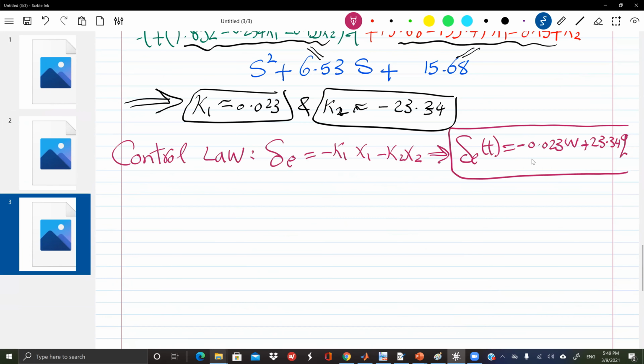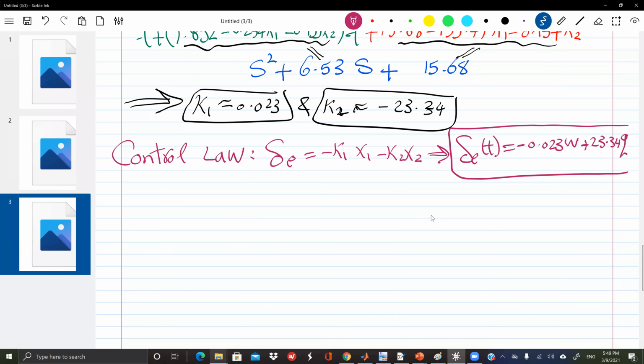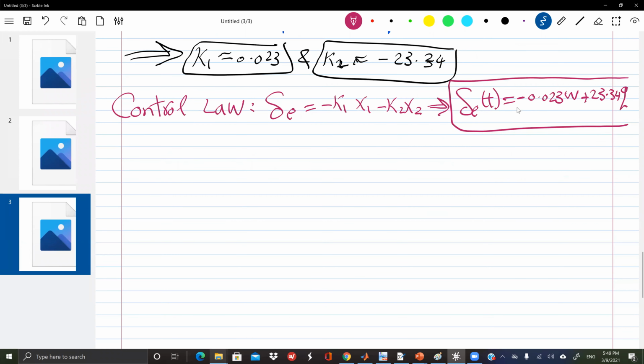Fine, so the control designer's job ends here, then starts the job of the implementation engineer or system engineer. How can we implement this on an airplane actually? So let's see.